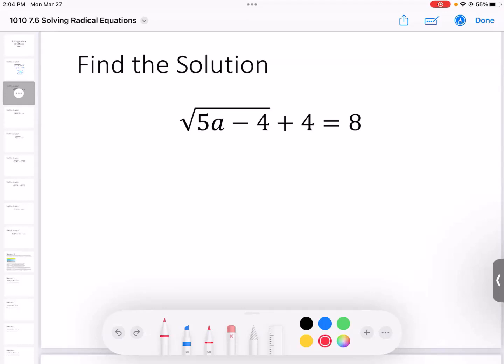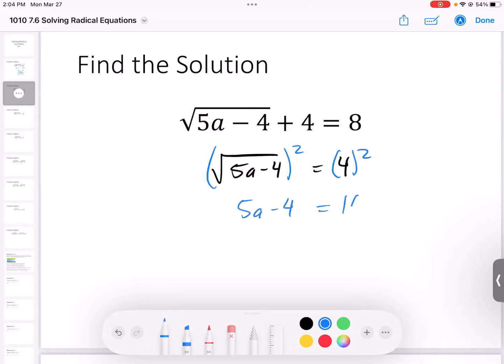Yep, exactly. So we could subtract 4 from both sides, which would get rid of this, which would then make it so that when we square it, it's not FOILed. So great idea. We'll end up with the square root of 5a minus 4 equals 4, not 8. Because when I subtract 4 from both sides, this cancels out to 0 and this equals 4. Now, at this point, if I square both sides, I won't need to FOIL because I'll be squaring a square root that's by itself. So when I square both sides, that will give me 5a minus 4 equals 16.